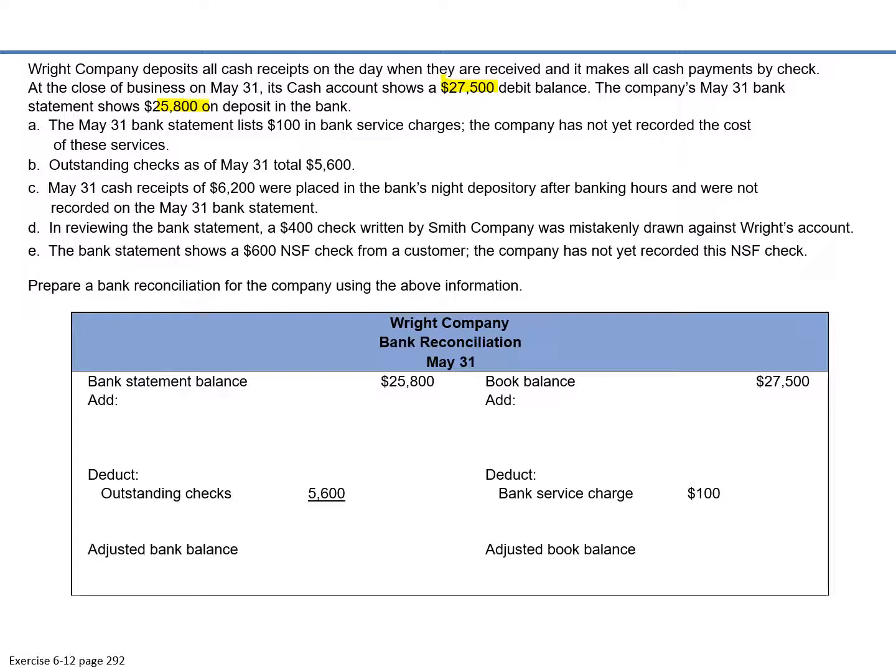May 31st cash receipts of $6,200 were placed in the bank's night depository after banking hours, but were not yet recorded on the statement, so that's a deposit in transit on the bank side. In reviewing the bank statement, a $400 check written to Smith Company was mistakenly drawn against Wright's account. So there's a bank error. We need to add back $400. And the bank statement showed a $600 NSF from a company. So then if we add up all of our changes, we've got a total of $26,800 bank balance and a $26,800 book balance. We are in balance.